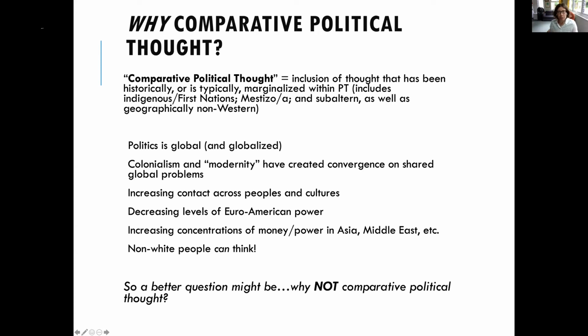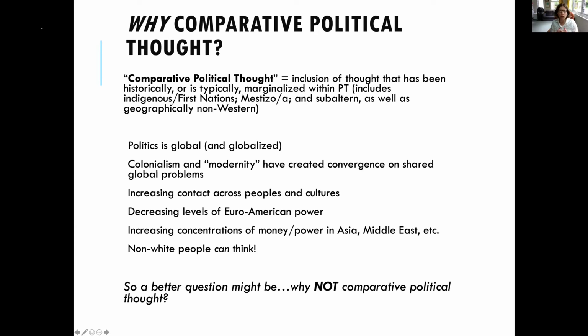So if these are all true, and I think they are all true, all of these are good reasons for engaging in comparative political theory, a better question might be, why not comparative political thought? So why comparative political theory? It seems that we have lots of good reasons for it. It's still not part of the mainstream discipline of political theory. And insofar as not everyone is doing political theory in a comparative way, or in a way that engages historically marginalized non-Western thought, well then why not? Why aren't we doing it? What might be some of the problems with what it is we're doing?